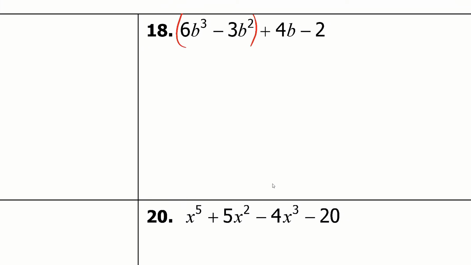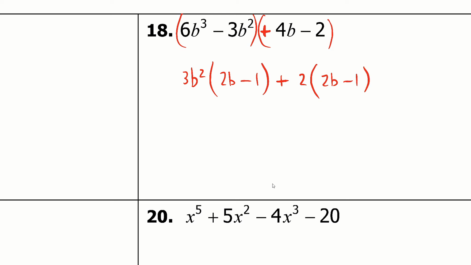Go over here to number 18. Group it. Pull out a 3b squared. 6 divided by 3 is 2b. Negative 3b squared divided by 3b squared cancels, so we need a negative 1 there. Whatever the sign is, I always start with it. It's plus. What can we pull out of 4b and 2? I can pull out 2. So I'm going to take 4b and divide it by 2. That's 2b. I'm going to take negative 2 and divide by 2. That's negative 1. Do these values match? Absolutely. So my factors are what I pulled out, 3b squared plus 2, and what was left inside, 2b minus 1. That can't be factored any further.